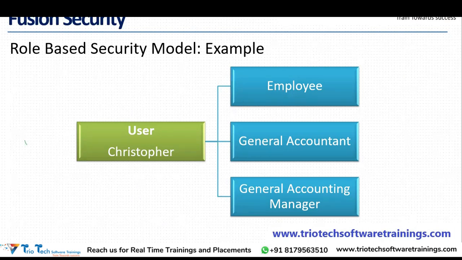So since this person is a manager in the department, he needs to have the additional rights of closing the periods, and that has been segregated into a different role called the general accounting manager. That also needs to be assigned because he has to carry out his job of being a general accounting manager. So both these roles will have to be assigned to this person. That is why it is called a role-based security model in Oracle Fusion.